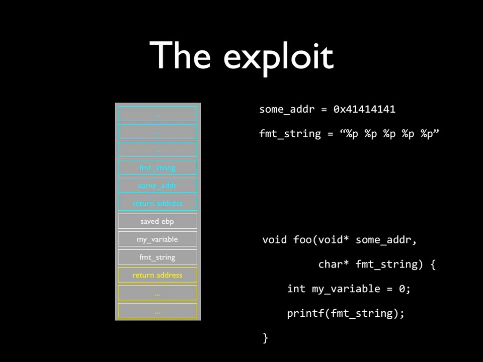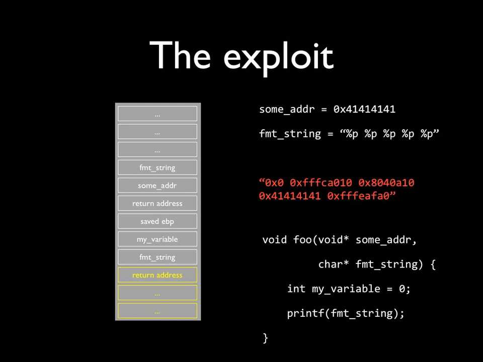And when it sees the couple, it isn't aware of the fact that there's 2 stack frames above it. It just sees it all as its arguments. And so what printf will print here is the value 0, followed by the saved EBP, which is, in this case, some stack address, the return address, which is some code address, and then 41414.